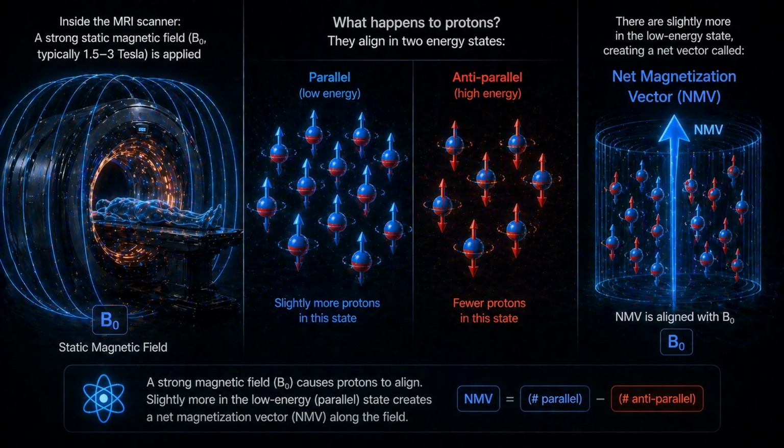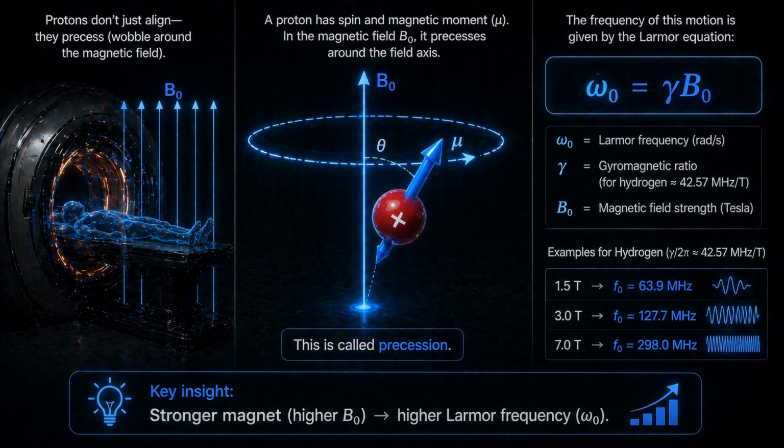On to number 2, external magnetic field, B0. We are going inside the MRI scanner now. A strong static magnetic field, B0, typically 1.5 to 3 Tesla, is applied. So what happens to protons when your body goes inside the magnetic field? They align in two energy states, parallel low energy, anti-parallel high energy. There are slightly more in the low energy state, creating a net vector called net magnetization vector, NMV.